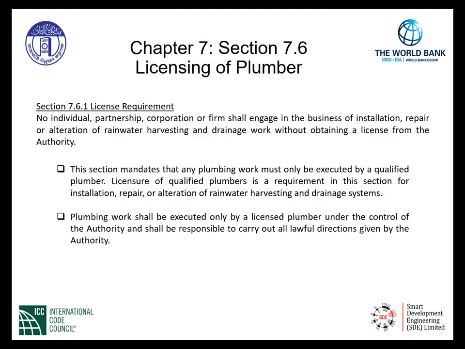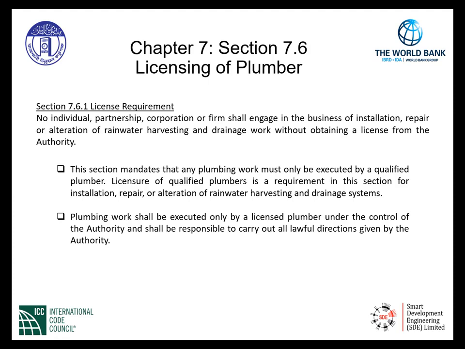Section 7.6, Licensing of Plumber. Specific requirements are given in this code for qualified people to install harvesting and drainage work. Section 7.6.1 indicates no individual, partnership, corporation, or firm shall engage in the business of installation, repair, or alteration of rainwater harvesting and drainage work without obtaining a license from the authority.